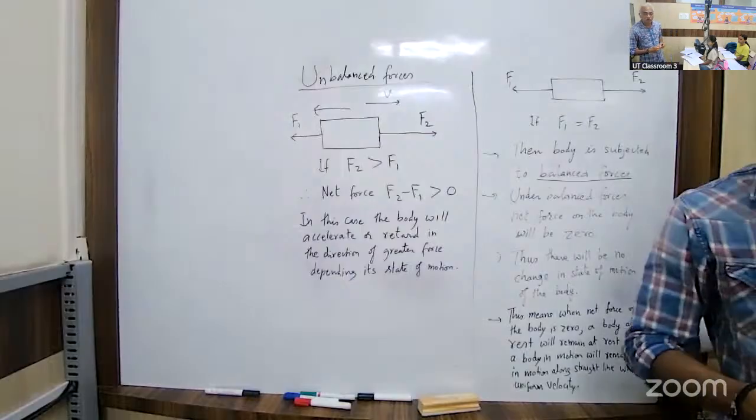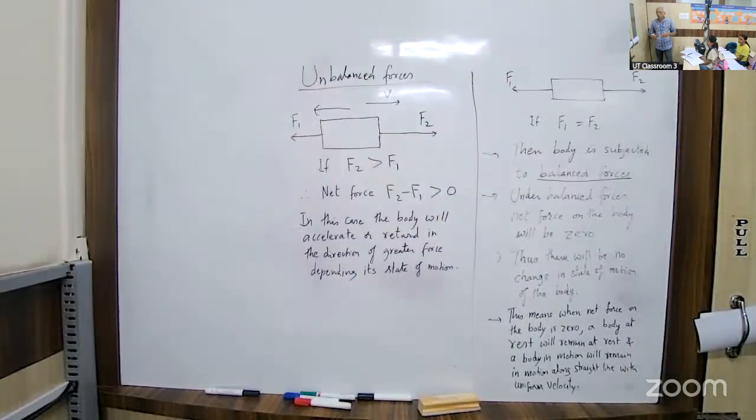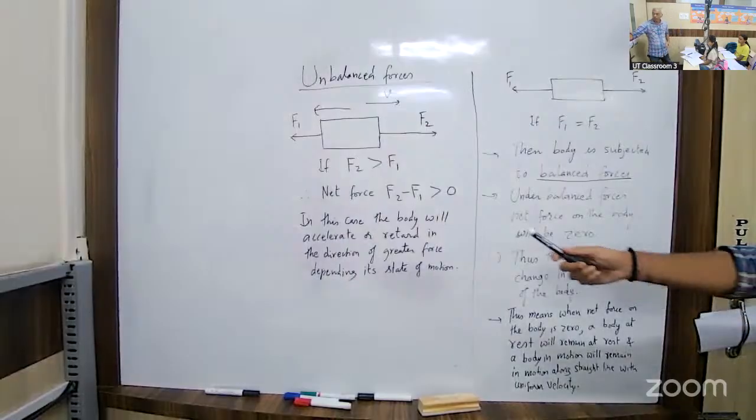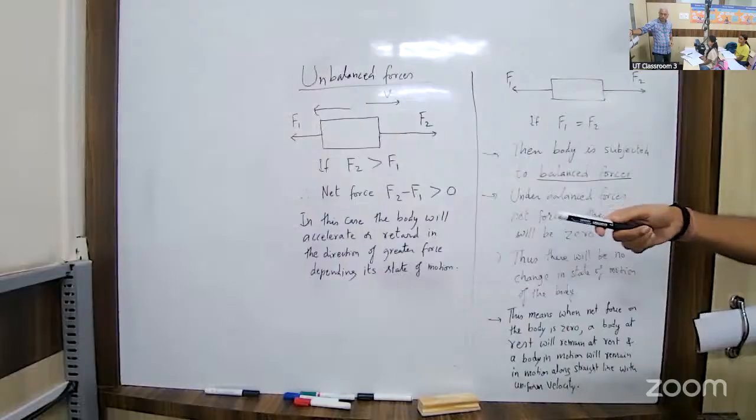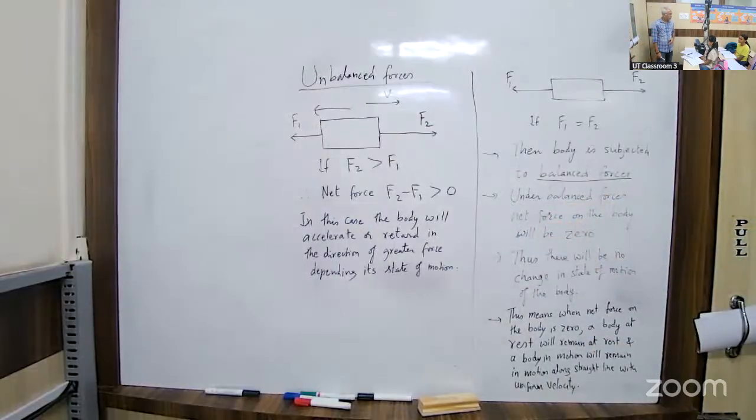And resultant forces: whenever more than one force is acting on a body, the sum total of all the forces is the resultant force. So you replace all those different forces by just one force. That is the net force. Net force or resultant force is the same.